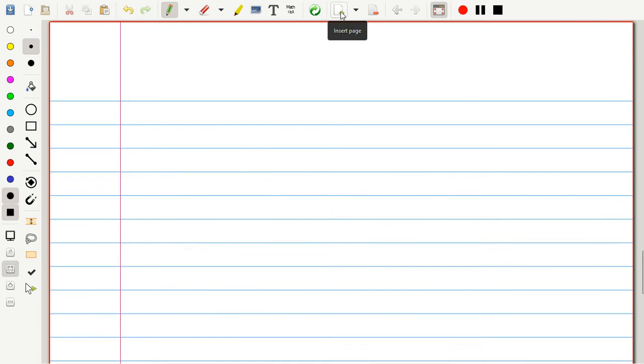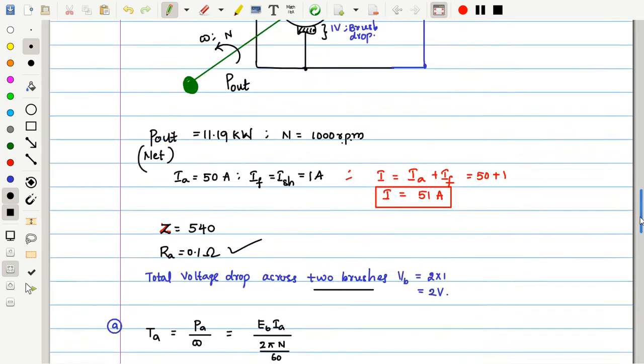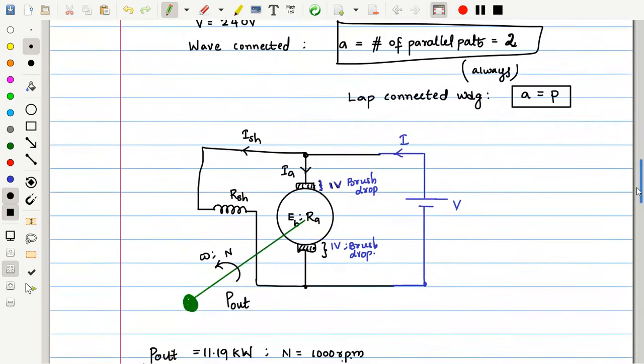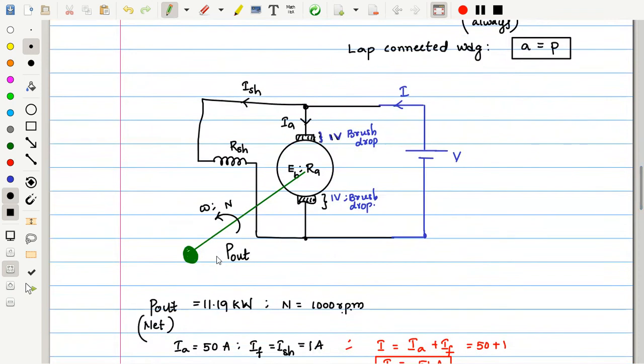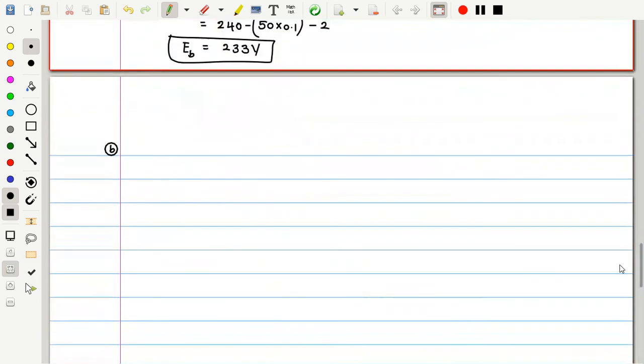Similarly, let us see the next thing. B is the useful torque. Useful torque means the shaft torque. This torque we call TSH, which is useful for any kind of applications. So how can we write the useful torque expression? TSH is equal to the net output power divided by omega.